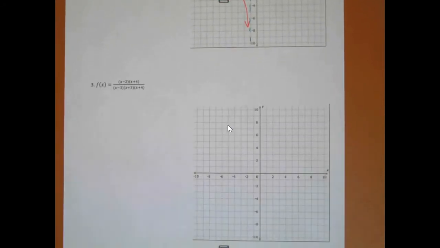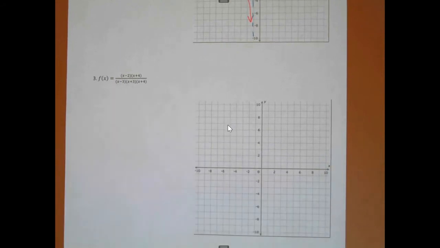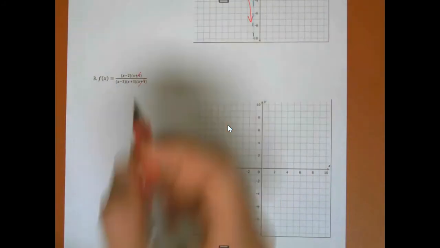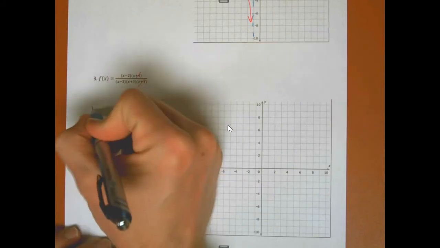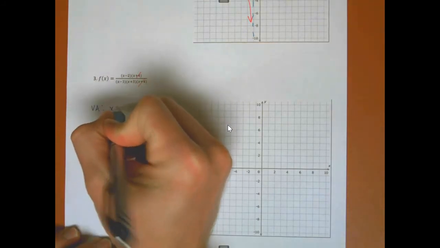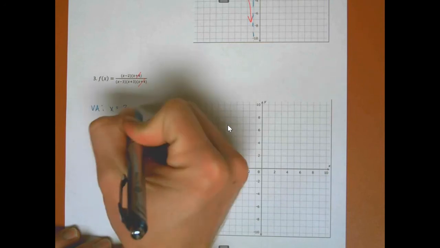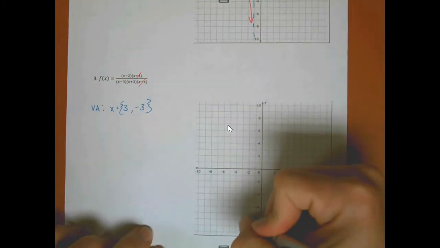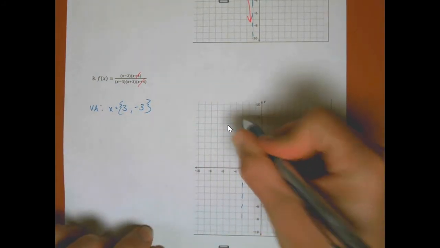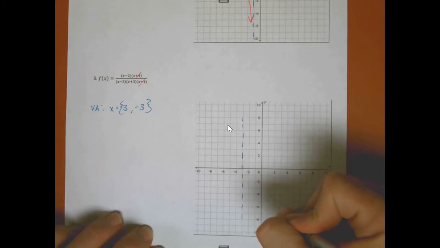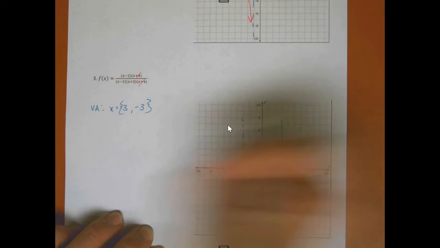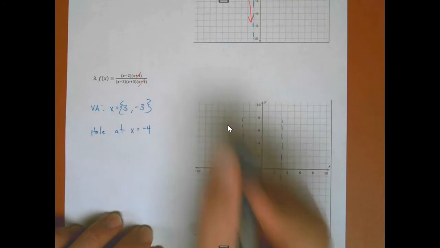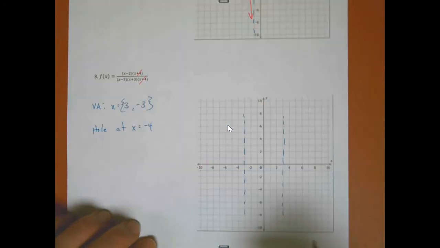Okay, now number 3, pause the video and try this one if you haven't already. This is already factored, and you notice how this guy cancels, this x plus 4. So my vertical asymptotes are at x is equal to 3 and x is equal to negative 3. Let's list those together. And I'm going to have a hole at x is equal to negative 4. And we'll look at that in a minute here on our graph.